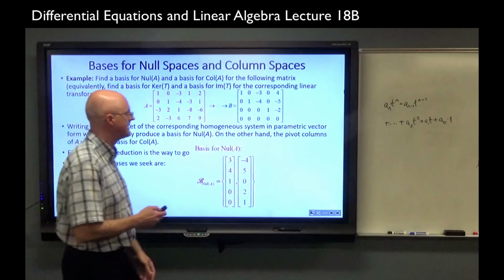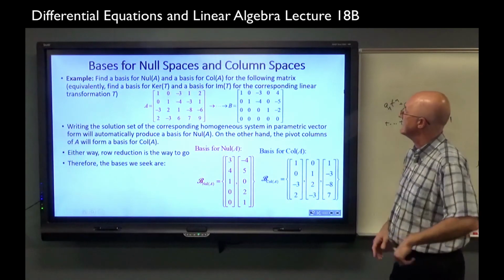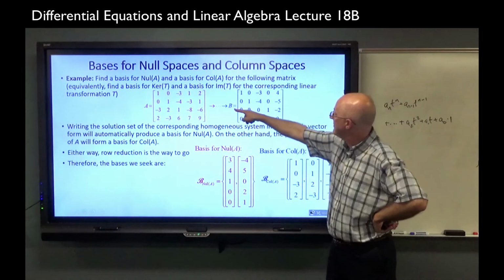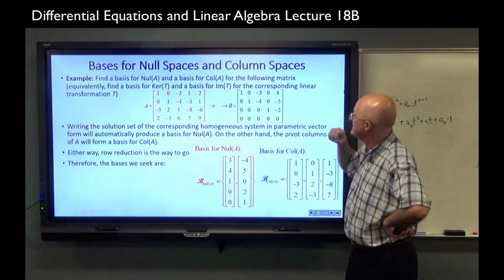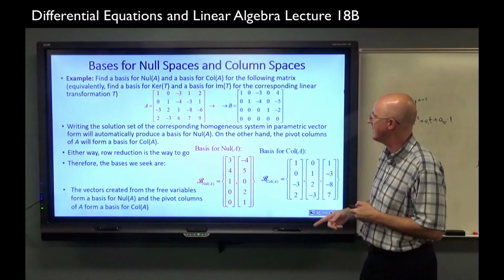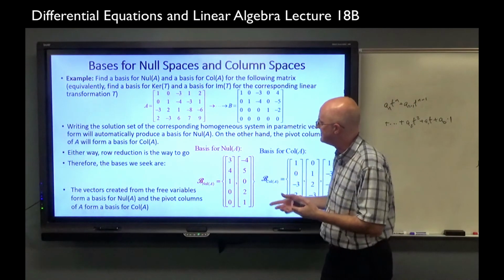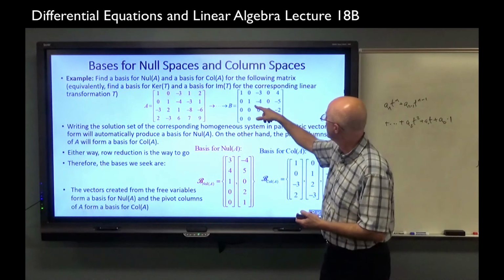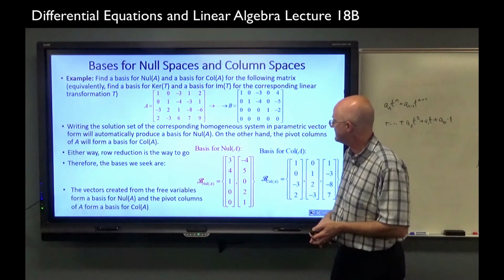I did this example in lecture 18 or 17b, the null space and column space of a matrix, the matrix being the matrix A here. The B matrix is its reduced row echelon form. I'll let you think about this or watch lecture 17b, but let me just add one extra comment here just to emphasize the key process. The vectors created from the free variables, these two vectors, created from the free variables that occurred, that were x3 and x5, form a basis for the null space of A.